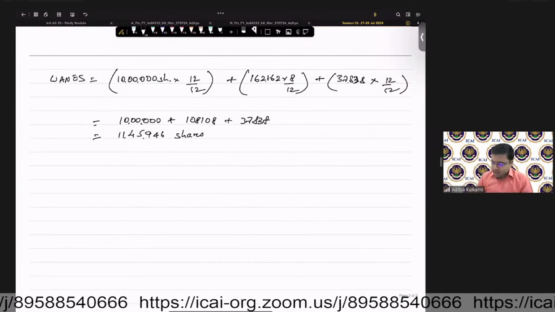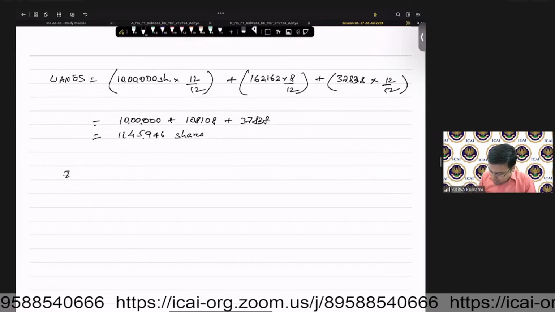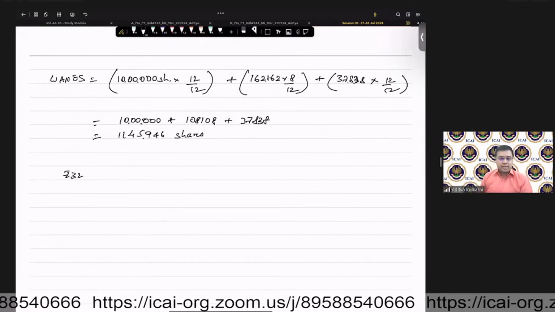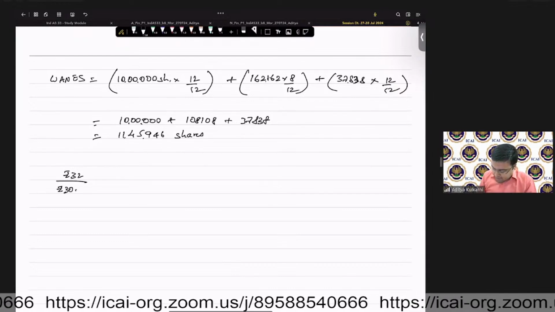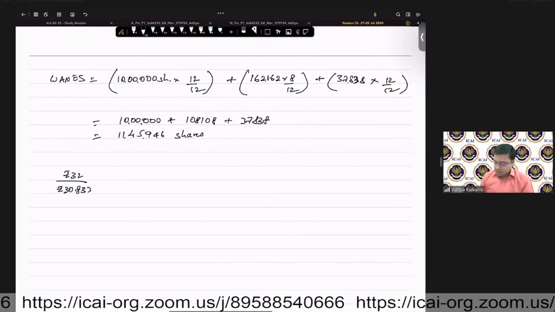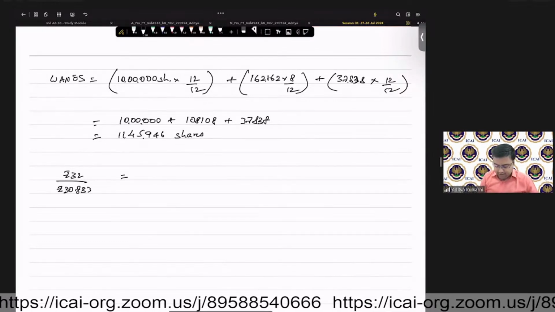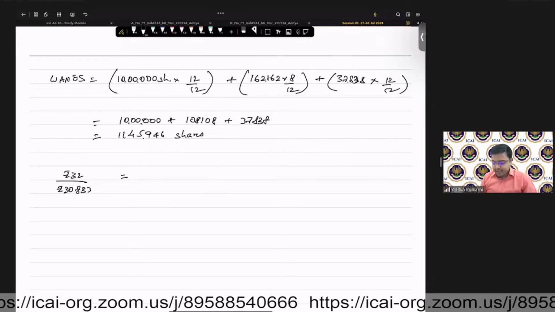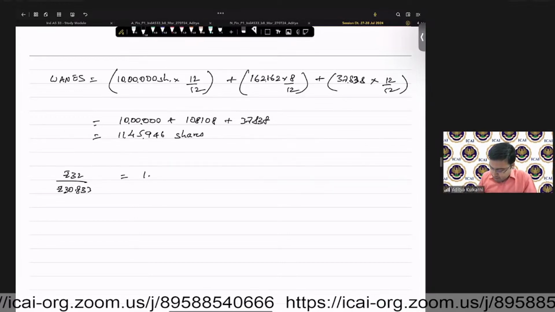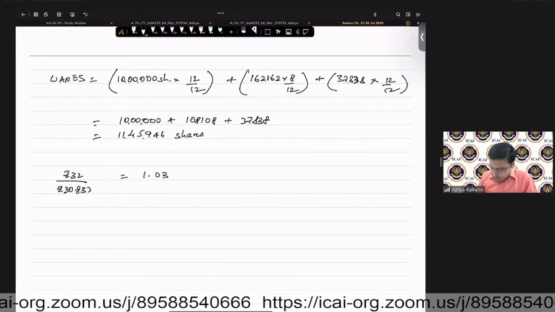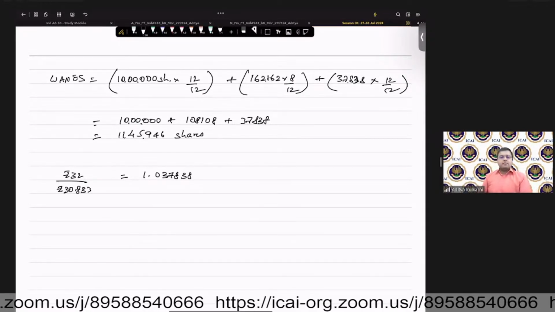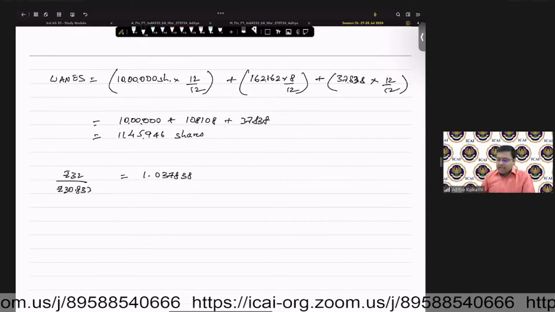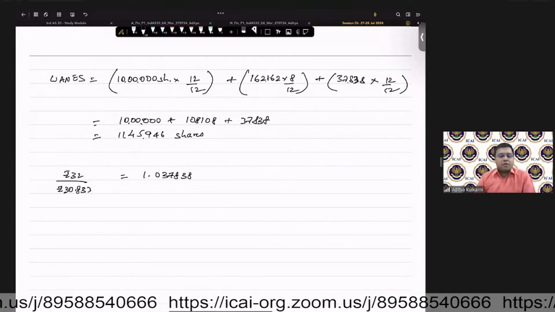So this is exactly what we have tried to do when we did the calculation of the rights factor. How did I calculate the rights factor? Market price before was 32. X rights price is 30.833. So 32 divided by 30.833 is nothing but 1.037838. When we remove the last decimals, it becomes 1.04.